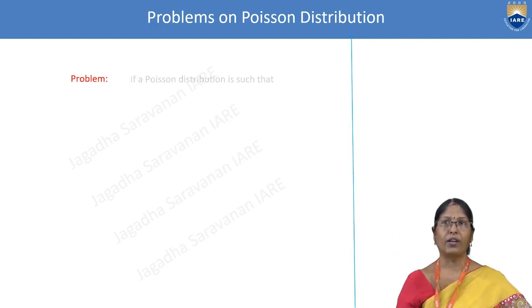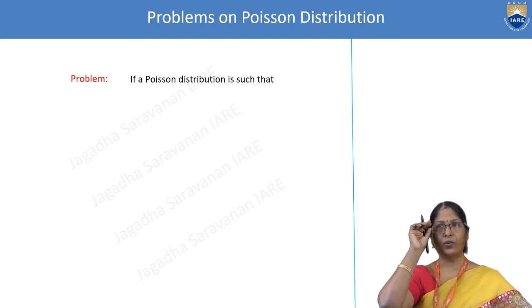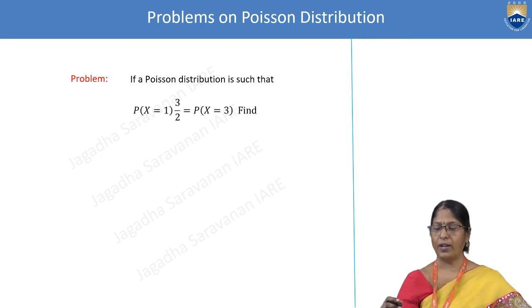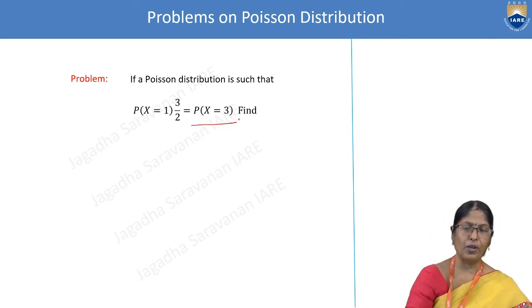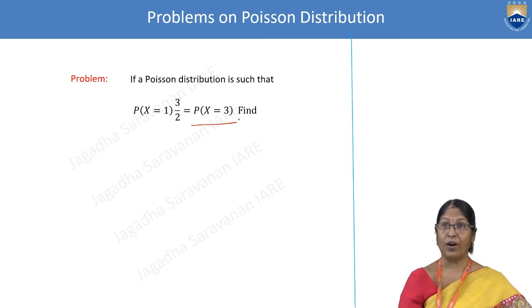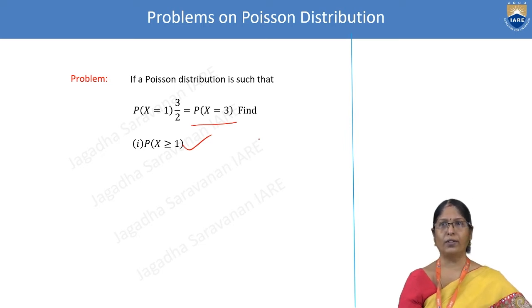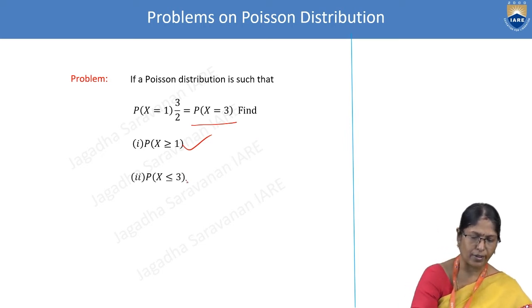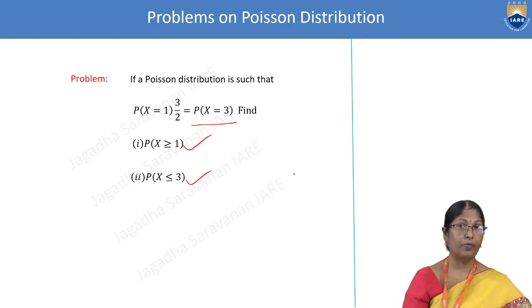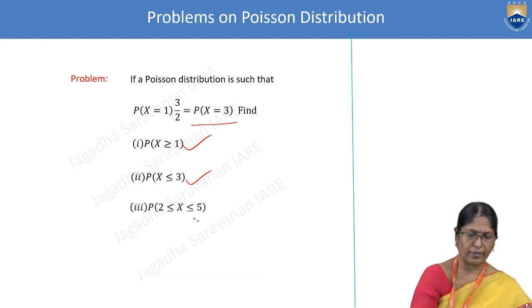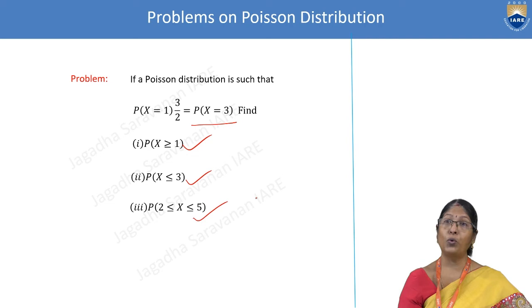The next problem we can concentrate on. If a Poisson distribution is such that P of x equal to 1 into 3 by 2 is equal to P of x equal to 3, find P of x greater than or equal to 1, P of x less than or equal to 3, and P of x lies between 2 and 5. These three questions we are going to solve.